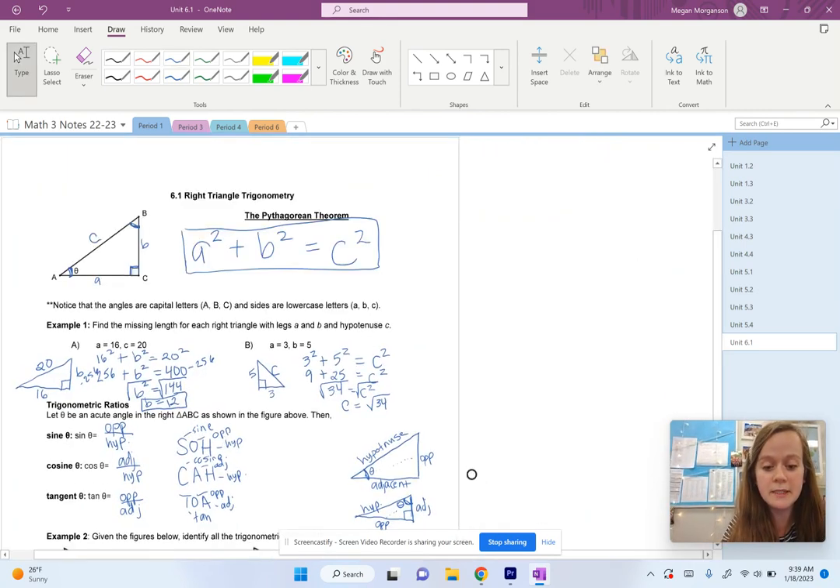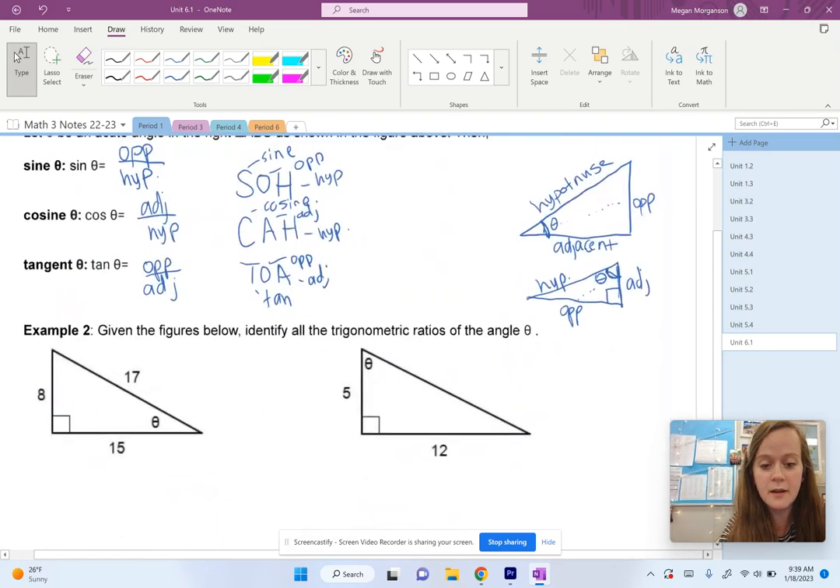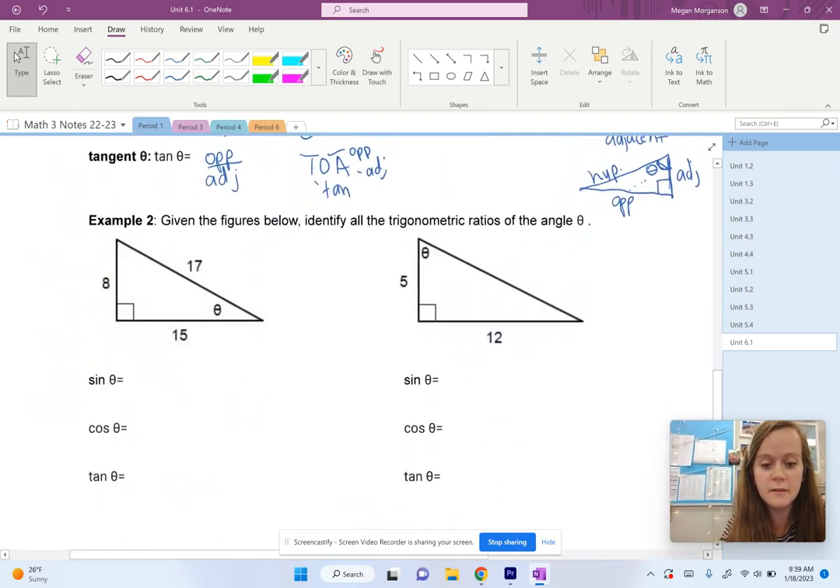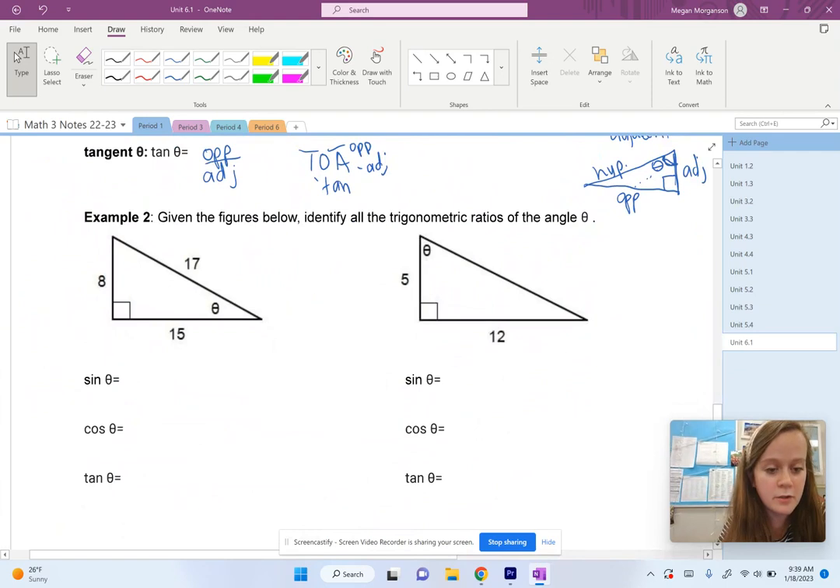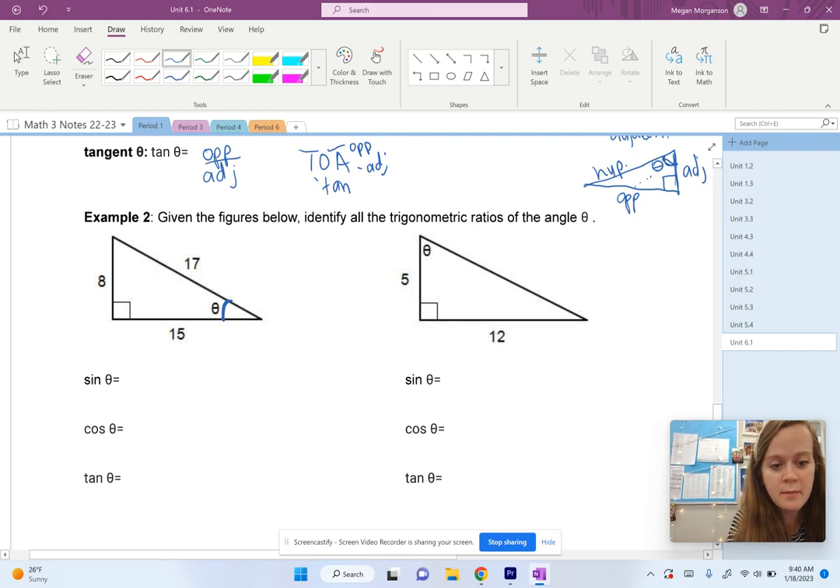So let's put that into practice here on example 2. Let's look at this first one here. We've got a triangle with sides 15, 17, and 8. Let's first identify the angle. So we're looking at theta right here. I hope from here you can see opposite is going to be this 8. Hypotenuse is always this long side. And adjacent is this 15. That's the one that's right next to it.